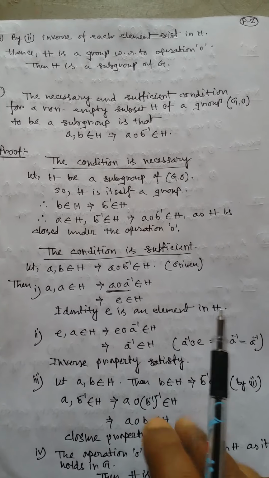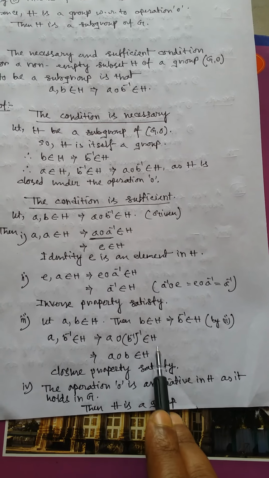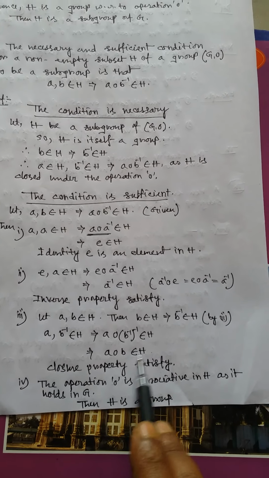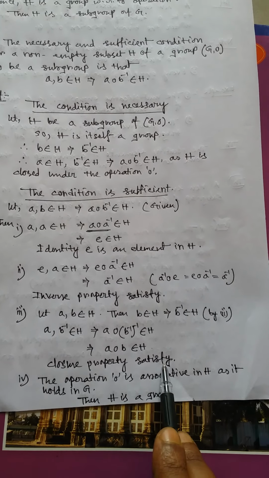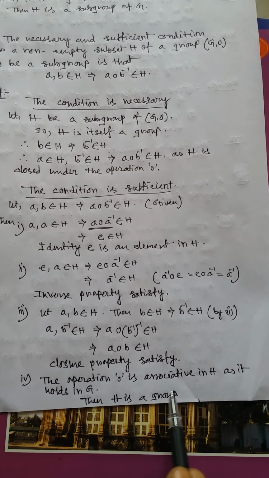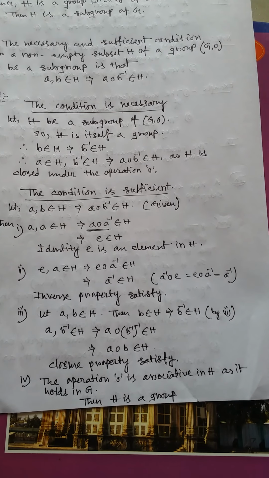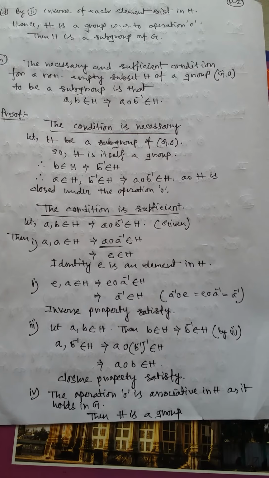Then we go to A, B belong to H, B belongs to H, then B inverse belongs to H, as already proved by the inverse property. Then A comma B inverse belongs to H. If you compare with this, A, B belong to H, A compose B inverse belongs to H. Then A compose B belongs to H, so the closure property is satisfied. Closure, inverse, identity, and associative holds in G, so it is a group. Clear? Now we go to the second lecture for the next theorem.